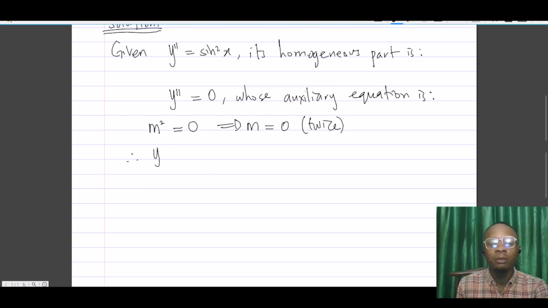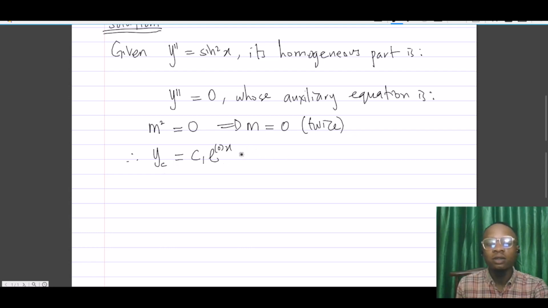our complementary function will be c1 exponential 0 x. Just follow that rule. Once you follow the rule, you are safe. Don't begin to think too far about what it's going to look like, because it doesn't look like what you are familiar with or what you're used to. Just follow the rule. Once you follow the rule, you're good to go.